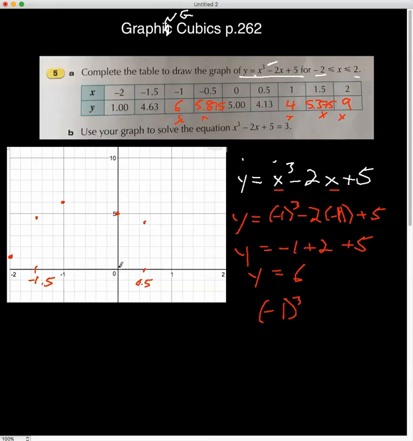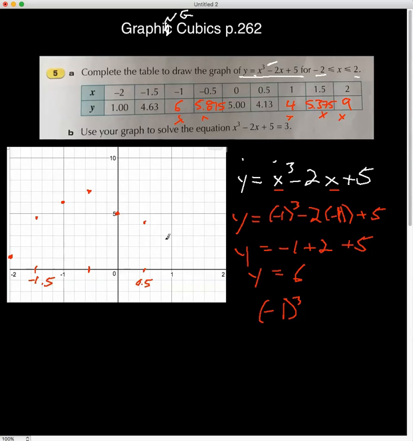So negative 0.5 is approximately in between -1 and 0. So 0.2, 0.4, it's about here. And we have a y value of 6. So if we jump all the way up here, we're right there. So nice flowing parabola. Pardon me, not parabola, cubic.